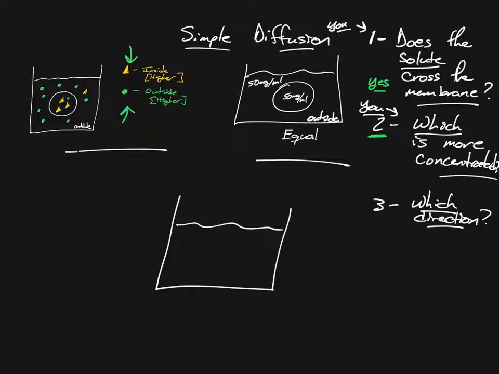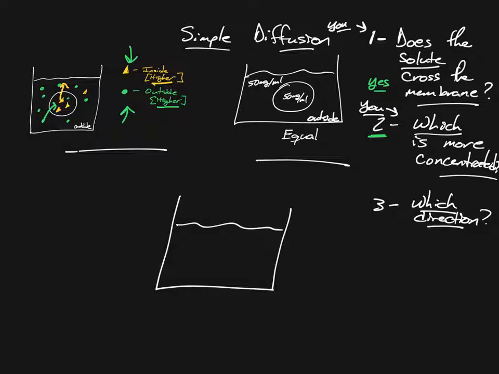So I'm going to do it in color, but I would draw an arrow for the yellow one from inside to out. Why? Because it's higher inside. If I were going to draw it for the green dot, I would draw it from outside to in. Why? Because it's higher outside. High to low. So they want to know both? Yes, they could ask you a question where they would want to know both.